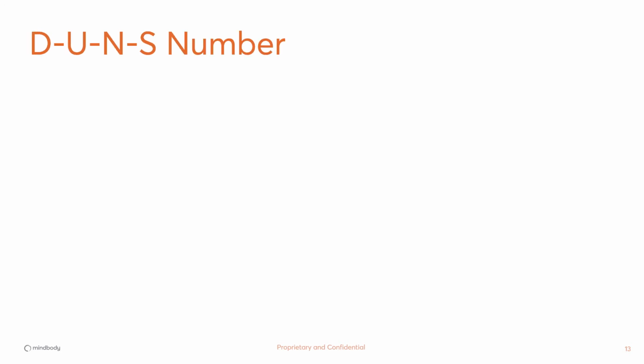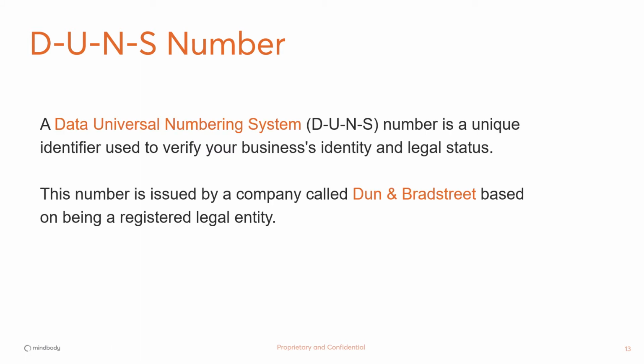The final requirement is to have your organization's DUNS number. This stands for a Data Universal Numbering System number, which is a unique identifier used to verify your business's identity as well as legal status. This number is issued by a company called Dun & Bradstreet. This number is automatically assigned to legal entities, so good news is you may already have one.